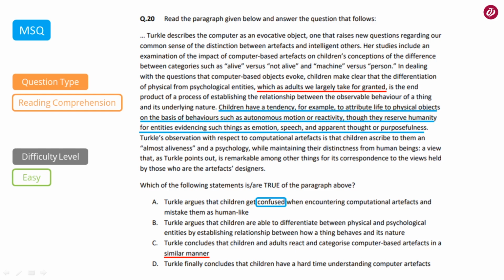In the fourth option again, a negative word is used, hard time. See, the paragraph says that children understand computer-based artifacts differently, but it is nowhere mentioned that they struggle or do not understand it. Hence option A, C or D, all of them are incorrect. Hence the correct answer is B.